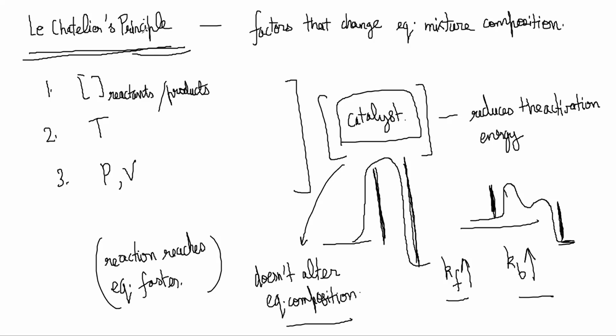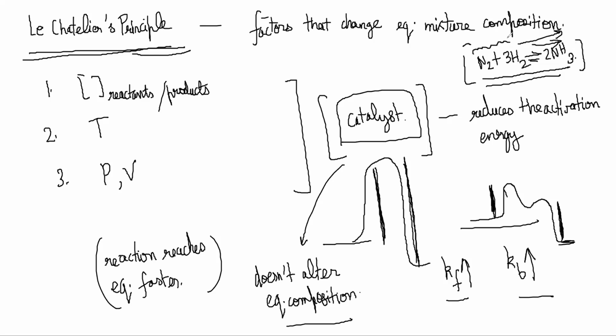So if you think about N2 plus 3H2 gives 2NH3, all of them are gases. Then what will happen if I increase pressure on this system? If I increase pressure here, then the reaction will try to relieve the pressure by going towards the side with fewer gas moles. That is why this reaction is carried out at high pressure, 500 atm, so that more of the reaction is driven forward, right?